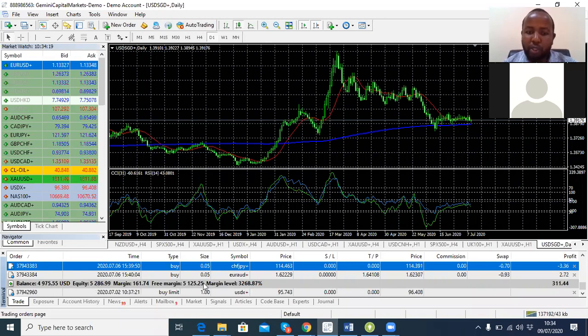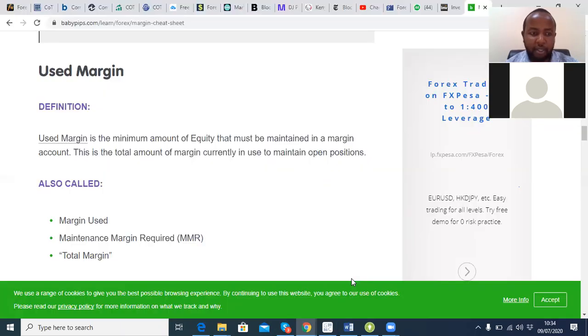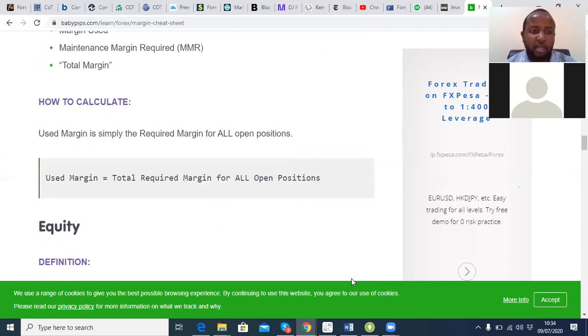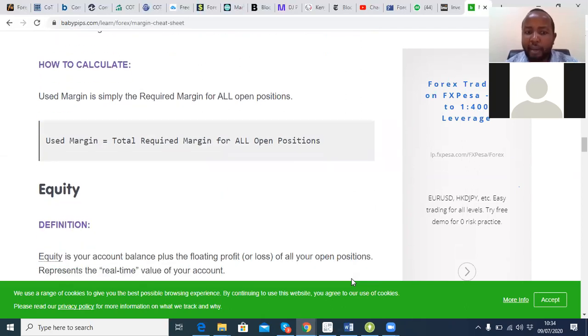So it's good to always know how much risk you are willing to put out there in the market, or how much you are willing to risk to be able to get your reward in the market. So that is used margin. It's also called maintenance, used margin, and maintenance. This is how you calculate it: total required margin. So basically, you can see it here. It's the total required margin for all the open positions. I hope that is clear.